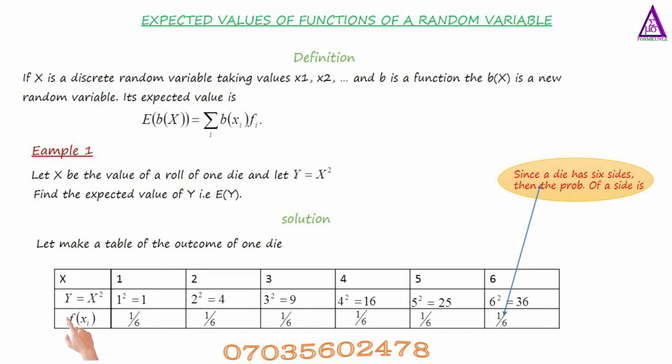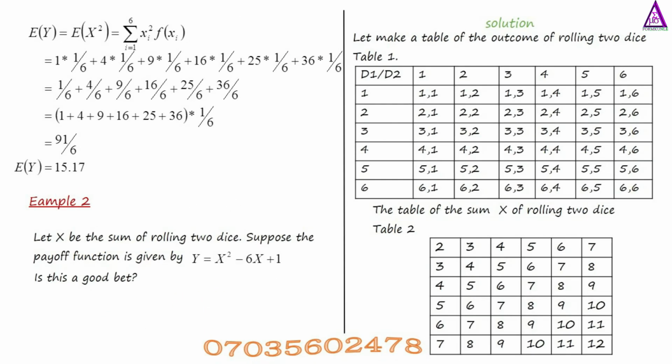Solution. Let's make a table of the outcomes of one die. Since we know that a die has 6 sides, X takes the values 1, 2, 3, 4, 5, 6, and our function given is Y equal to X squared. So we need to square each value of X, and the probability that each of these sides will occur is 1/6 each. Since the question says we should find the expected value of Y, the expected value of Y is equal to 15.17.